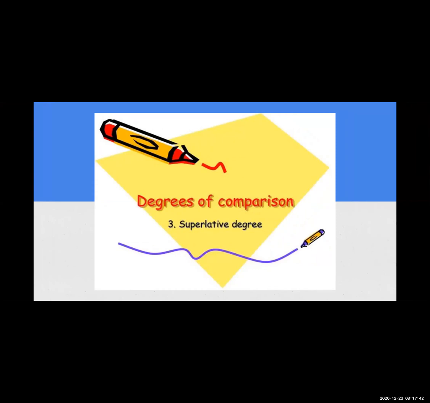Now we'll move to the third type of degree of comparison, that is the superlative degree. In the first one we were not comparing anything. In the second one we were comparing between two things or objects. That was the comparative part. In the third one also we are going to compare slightly, but in a different way. We are going to say that this is the best thing. Yes, there are two things, but this is the best. It happens many times while speaking also.